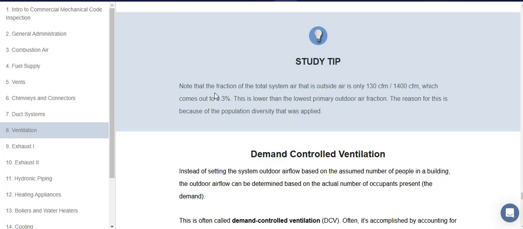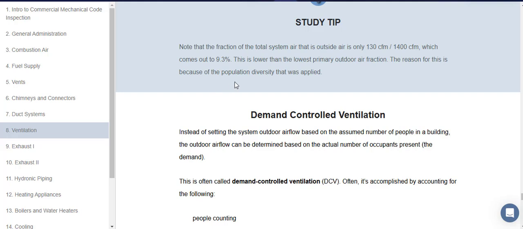Study tip. Note that the fraction of the total system air that is outside air is only 130 CFM divided by 1400 CFM, which comes out to 9.3%. This is lower than the lowest primary outdoor air fraction. The reason for this is the population diversity that was applied.